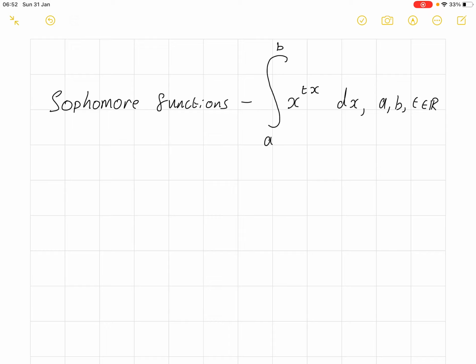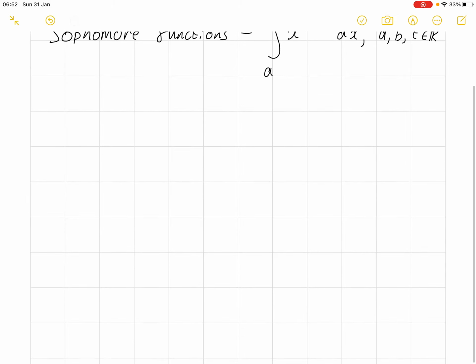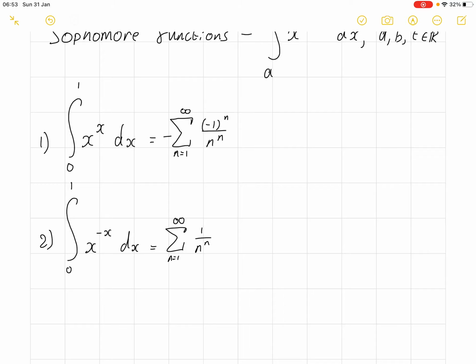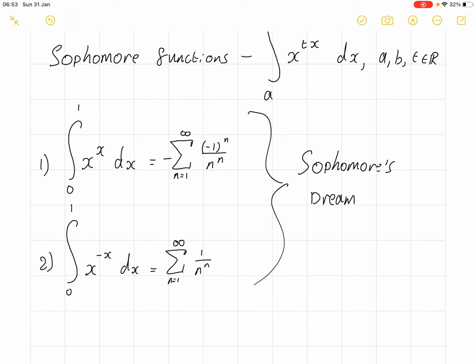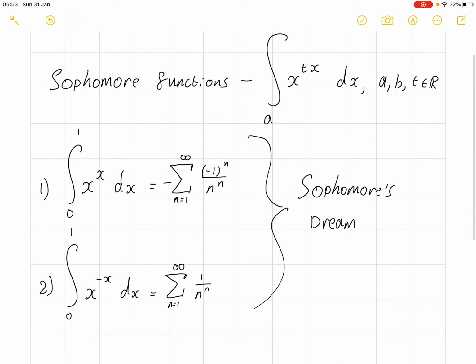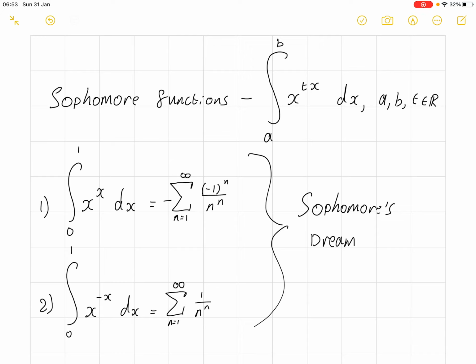Okay, so these are sophomore functions. Well, they derive their name from a pair of identities called Sophomore's dream, and these were first proved by Bernoulli. They are as follows. So these are Sophomore's dream. And as I said, these were first proved by Bernoulli in the mid 17th century, I think. So, in this video, we will prove Sophomore's dream.